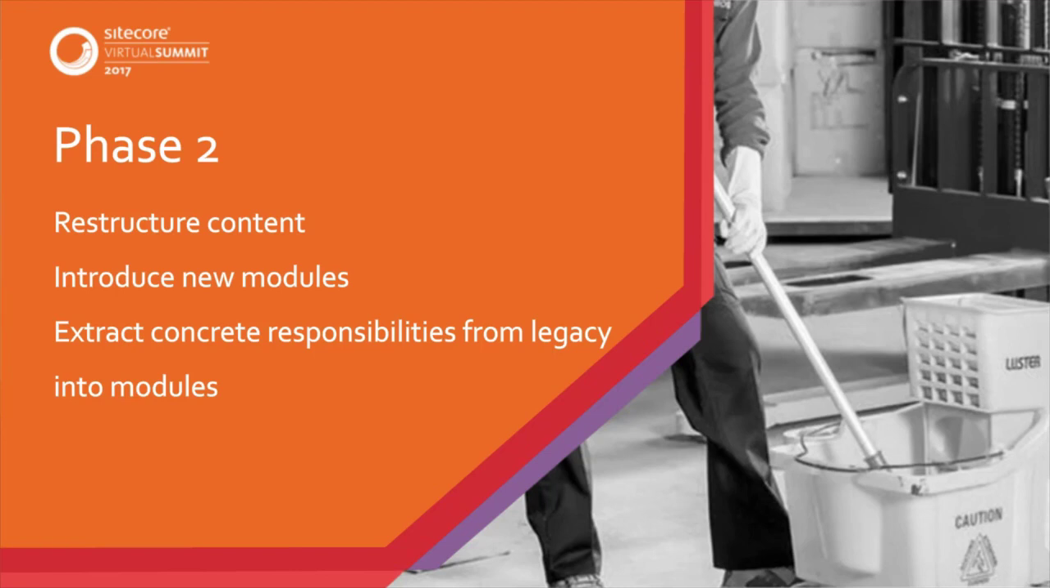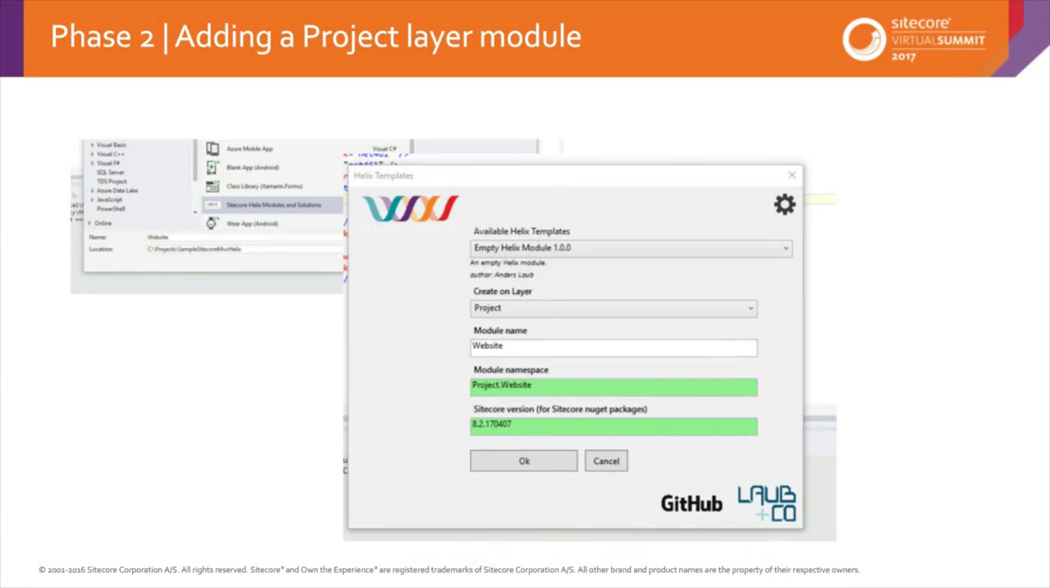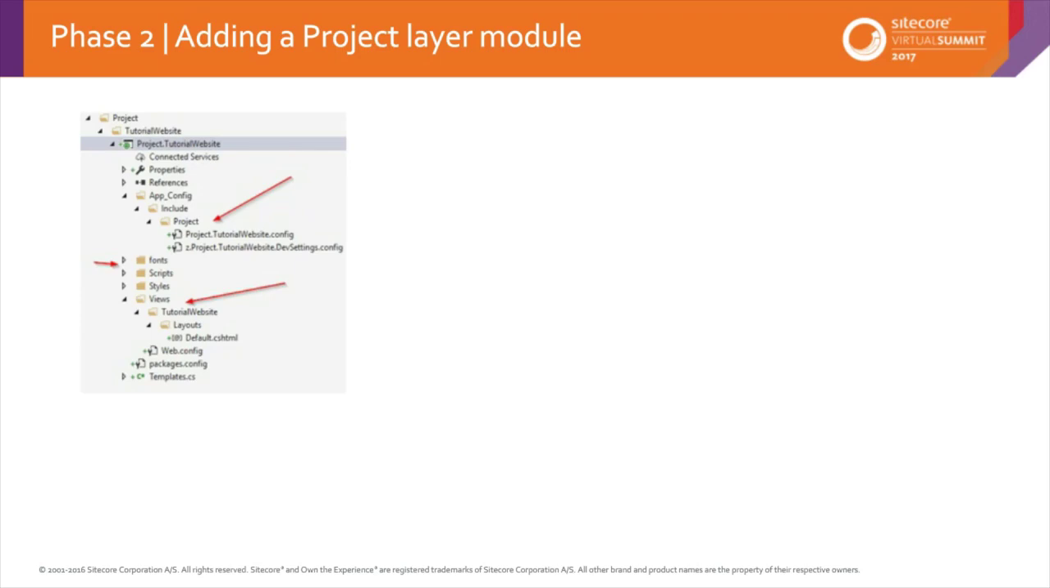And then here in phase 2, we will also start to extract some concrete responsibilities from the legacy implementations into modules. I can see that I have 9 minutes left, so I will hurry up. I added a project layer module using my Visual Studio extensions. I moved, this is a very important note, I moved the front-end implementation into the project layer module. This is a very, very pragmatic approach.